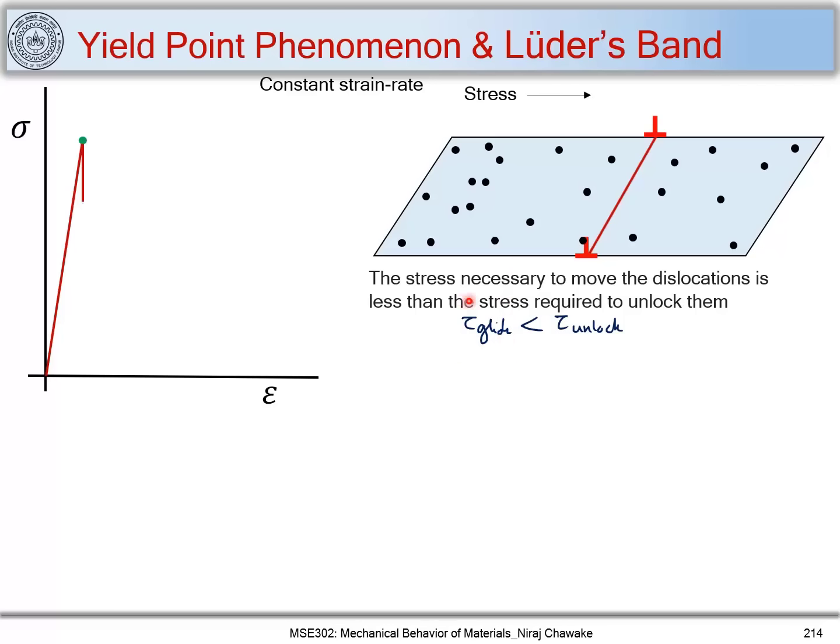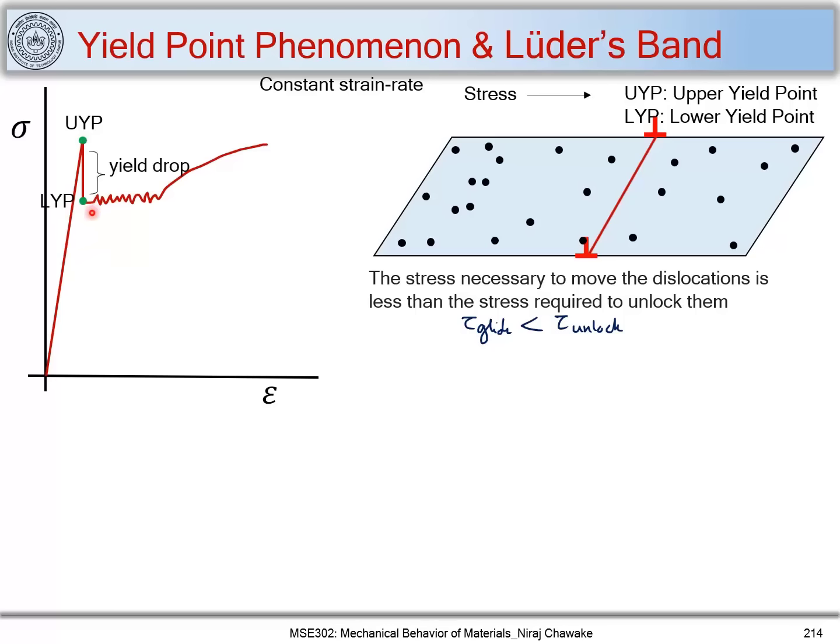And thus you have a stress drop here, which occurs because you don't need a higher stress to move this dislocation, as it has been set free from the Cottrell atmosphere. The stress drops to this point, and the deformation will progress in this way. We call these two points the upper yield point and lower yield point, and this drop in stress is called the yield drop. Now we'll be looking at why this yield drop occurs.